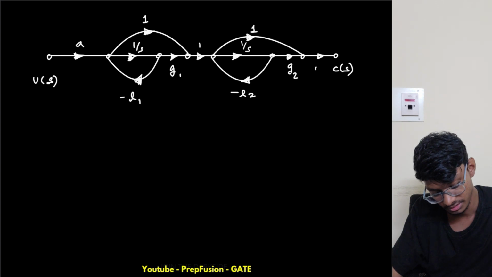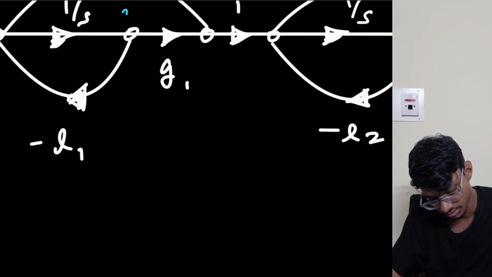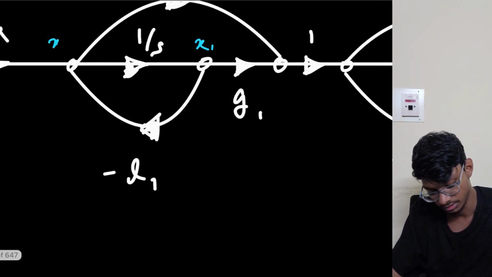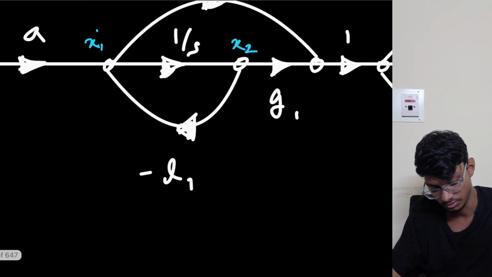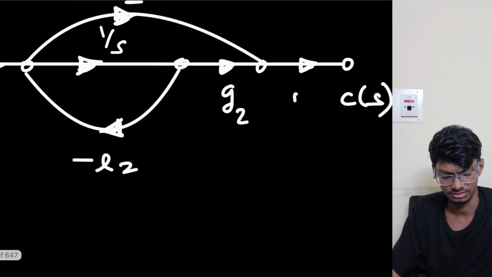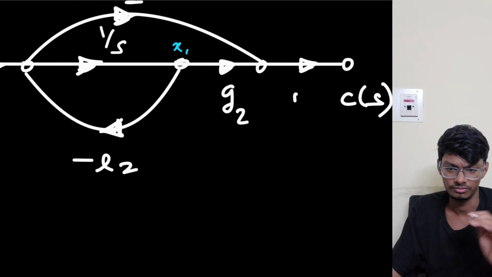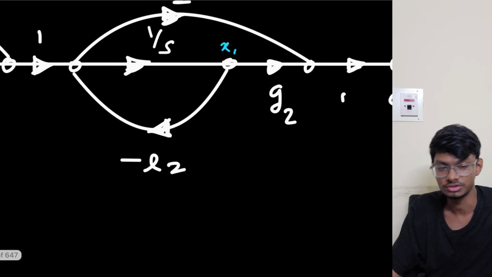So what is this? I will name this as x1 and this as x1 dot. I will name this as x2 actually, and this one as x2 dot. That is the convention generally what I follow. So whatever you want to name you can name, because there are no options.